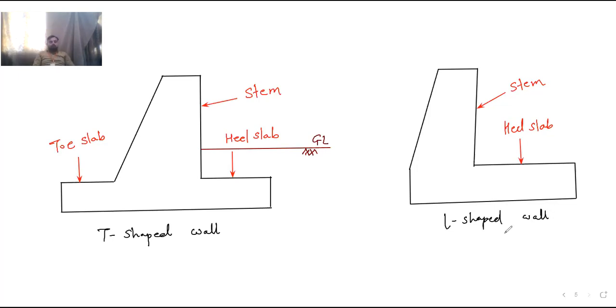These are the two different types of retaining walls on the basis of shape. So it may be T-shape, it may be L-shape. So generally the retaining walls are of a T-shape. Okay, we provide the toe slab because it adds extra stability to the wall. So we will see the further points in this regard. The further points for cantilever retaining wall.